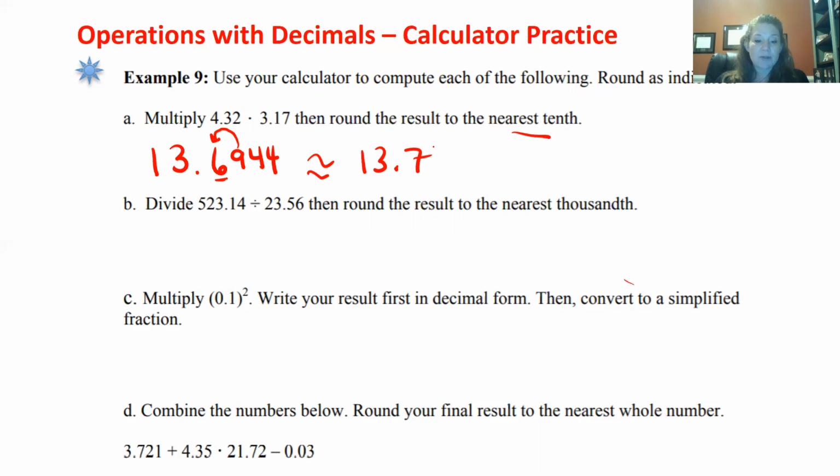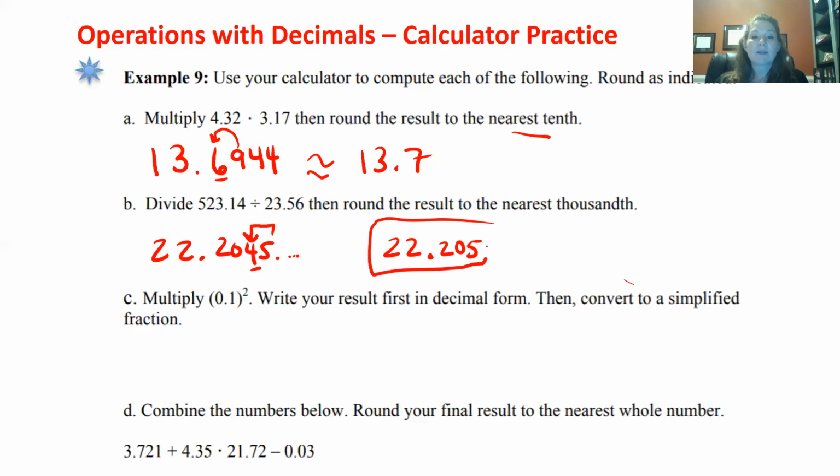So 523.14 divided by 23.56. And my calculator tells me the answer is 22.2045, so on and so forth. I'm rounding to the nearest thousandths. So tenths, hundredths, thousandths, the 4 is in the thousandths place. I'll look at my 5 to tell me what to do with my 4. This number is a 5 or higher, so that tells me to bump my 4 up. So it's about 22.205. So that's the correct answer, rounded to the nearest thousandths.